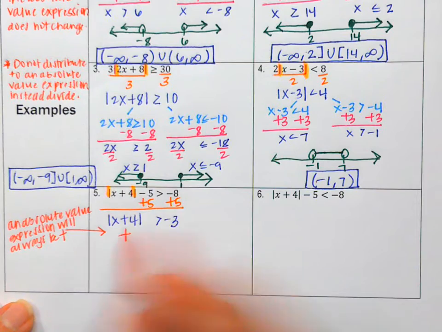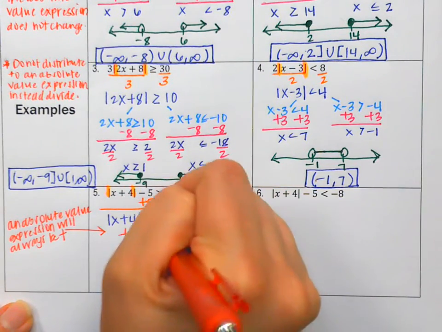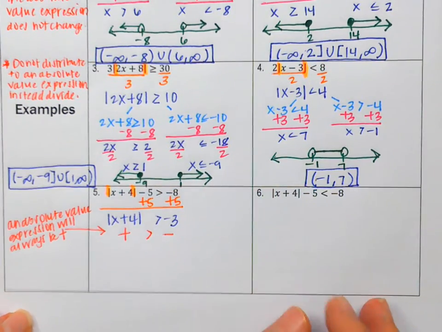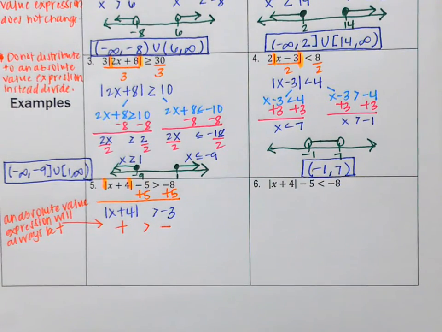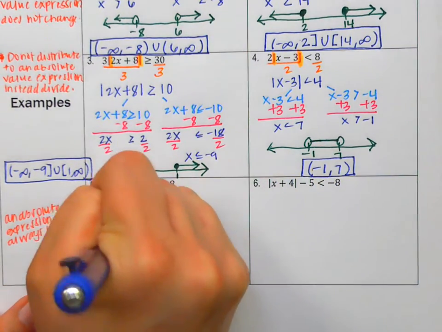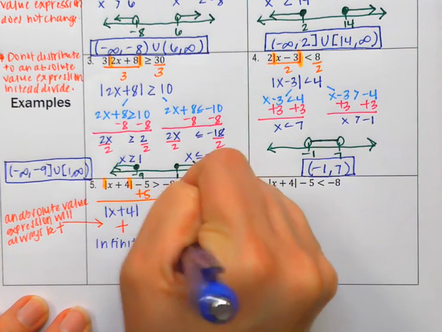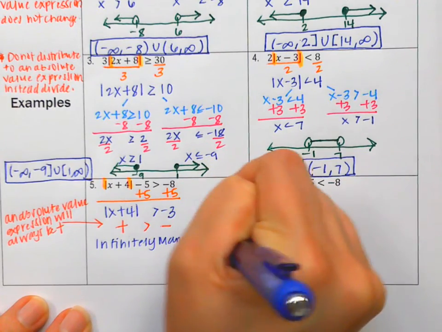So a positive, it's saying a positive because an absolute value is greater than a negative. Now, does that make sense? Is a positive number greater than a negative? And it does. A positive number is always going to be greater than a negative. And so remember, when we were solving and we were left with a true statement, we went to infinitely many solutions. So this one is infinitely many solutions.